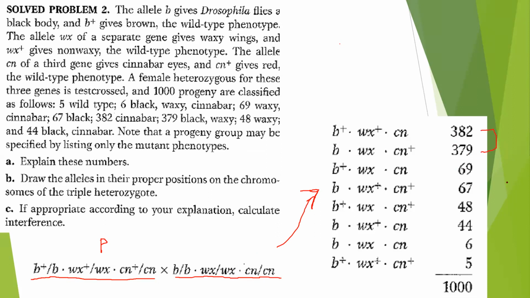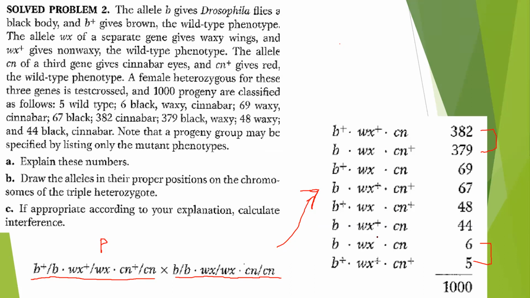That should be the parental type. And look at these two categories with the smallest number. So that should be the double crossover progeny, because crossover is a very rare situation. That's why many of the progeny will show the parental type. And the least category will represent the double crossover because of the rare situation.